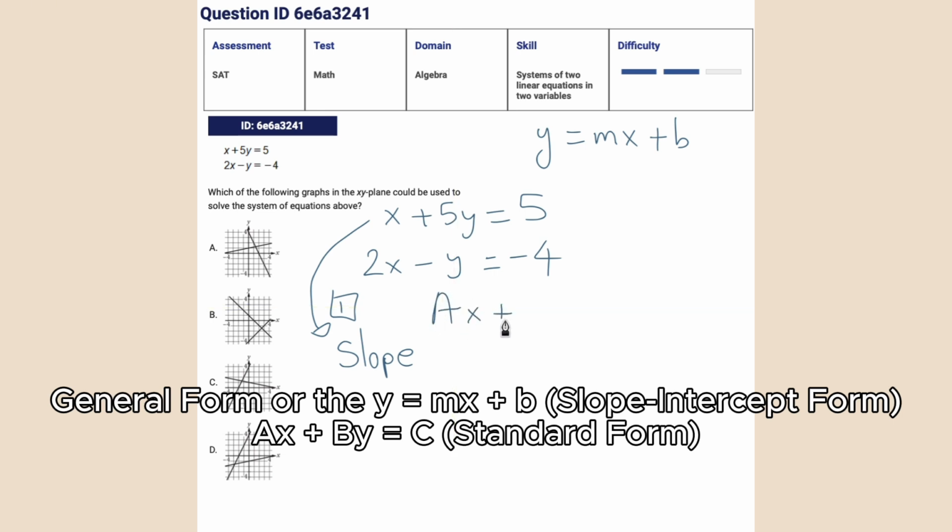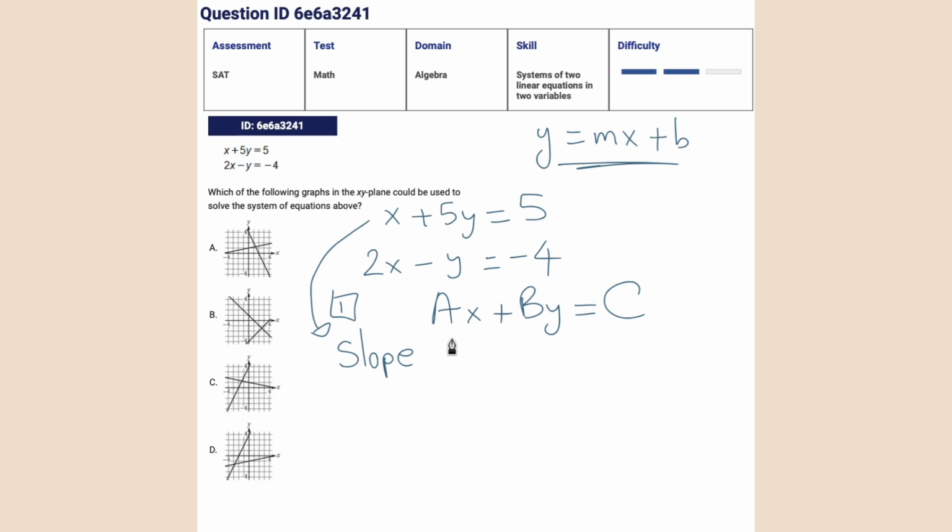ax plus by equals c. This is the standard form. This is another form, okay? This is the general form, and this is another type of linear function, or another type of writing a linear function, okay? The slope in this case is negative a divided by b. Negative a divided by b.